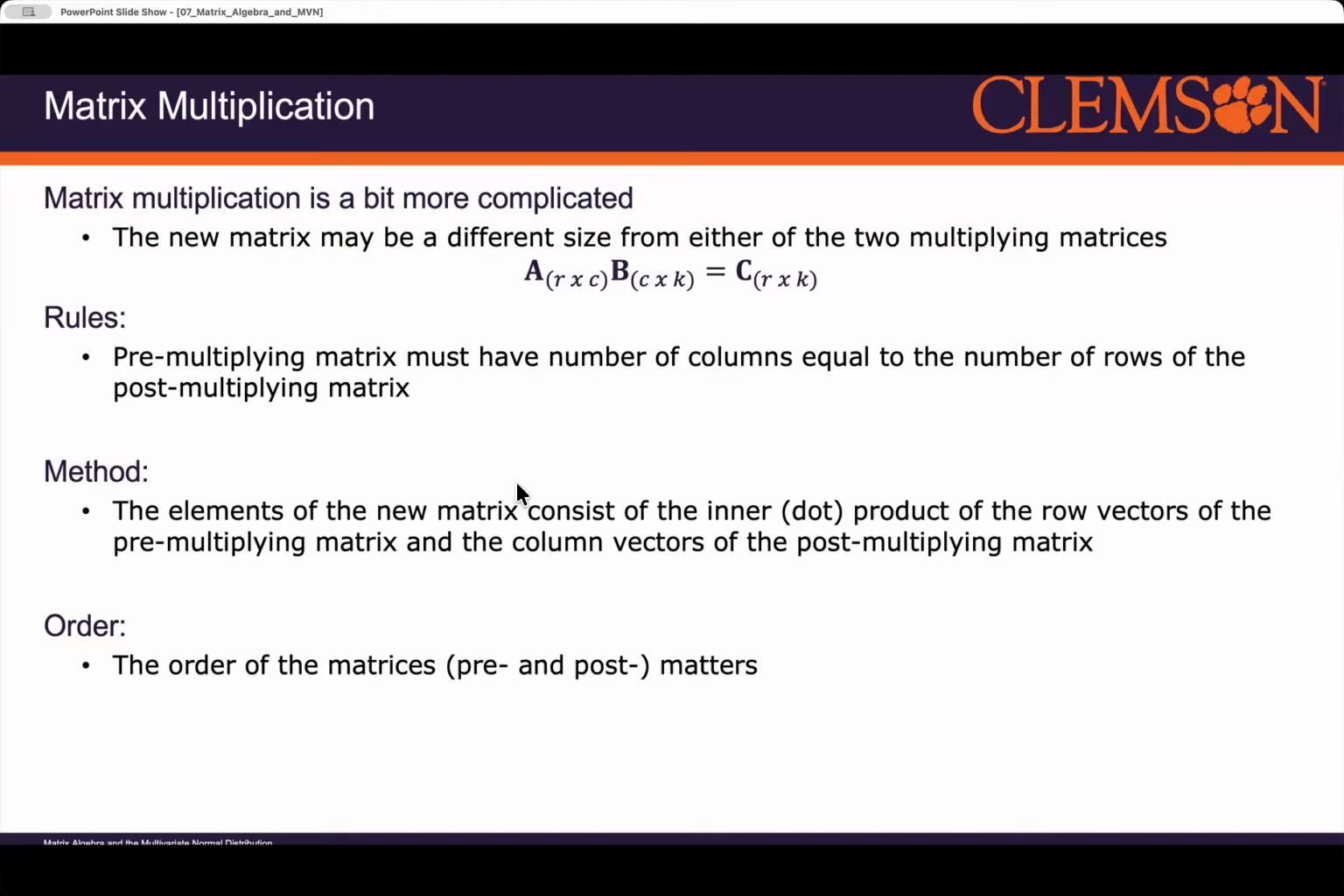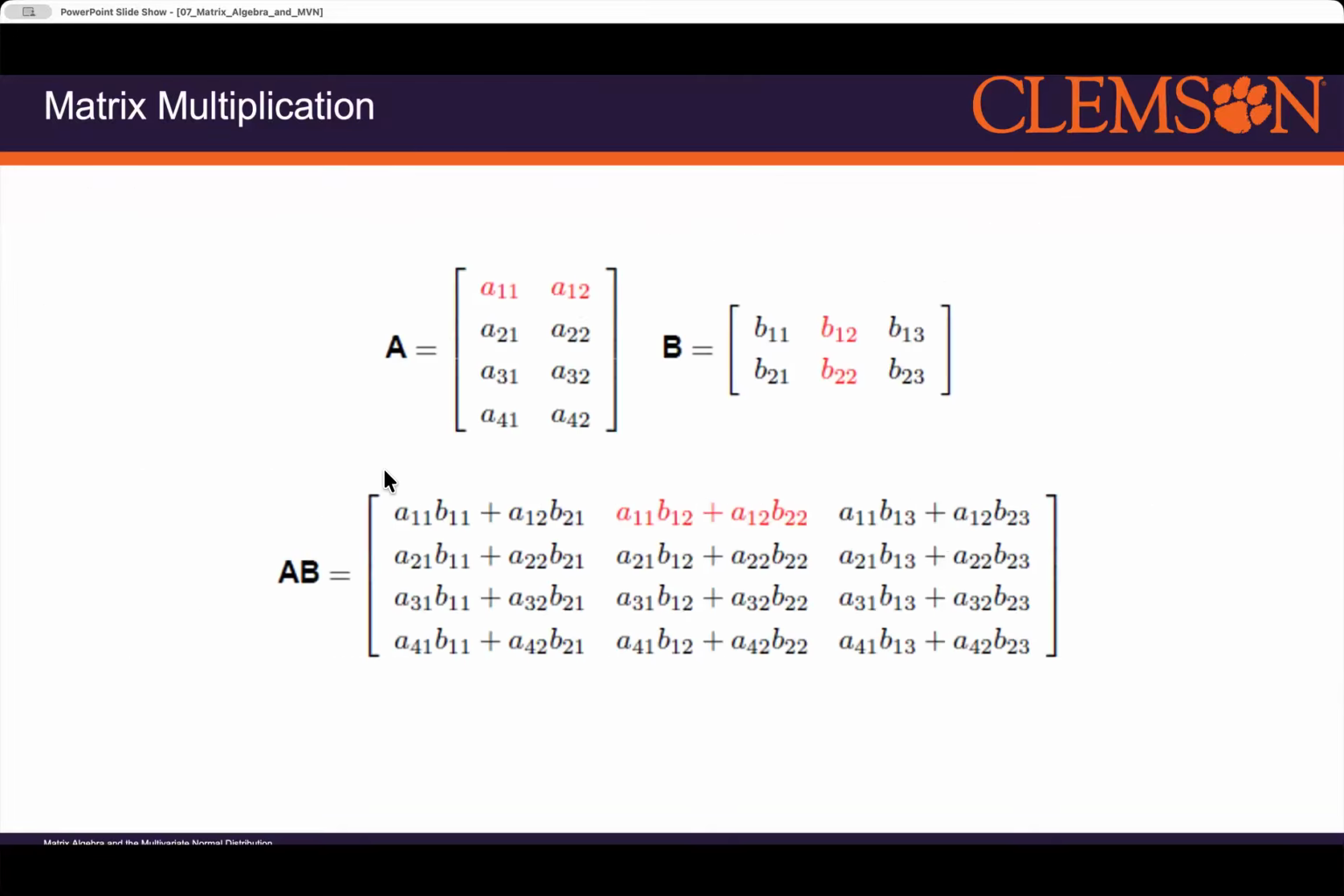Because we have to have the pre-multiplying columns match the post-multiplying rows, the order of matrices matters, right? For instance, we can define the product of A and B, but we cannot define B times A. We cannot make B times A work because the number of columns of B does not equal the number of rows of A, unless K and R are equal. Let's show it a little bit with some symbols. All right, let's say we want to take A times B.